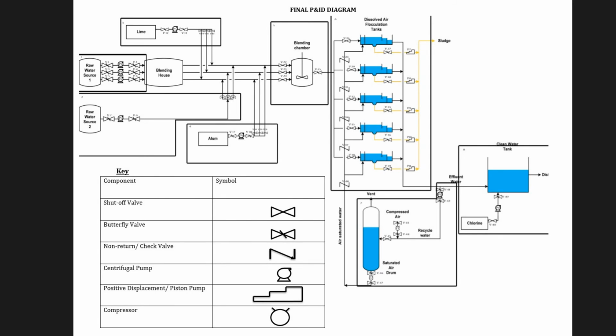Three of the main components in a piping and instrumentation diagram are valves, pumps, and compressors. They are exhibited by the following symbols.